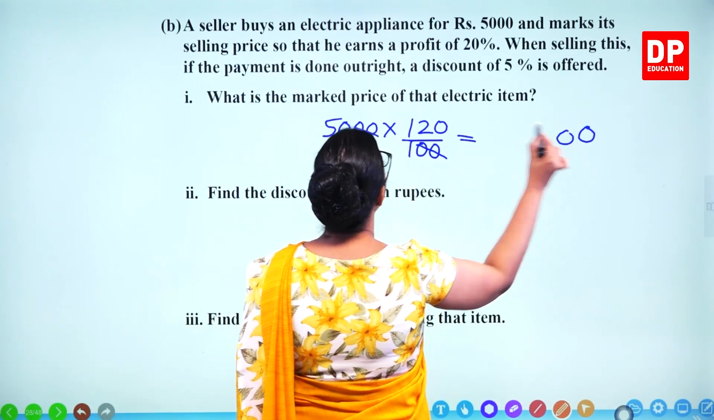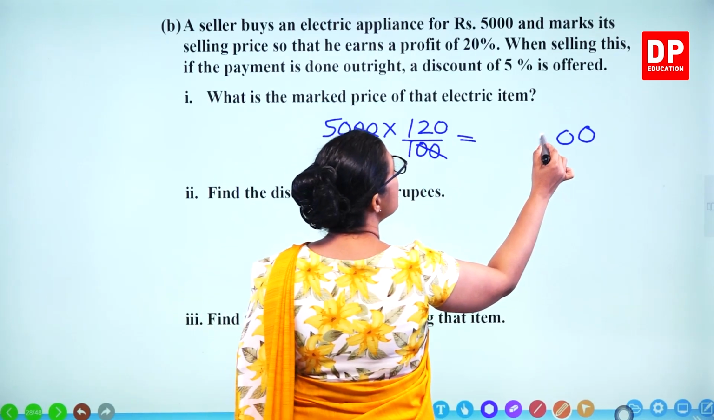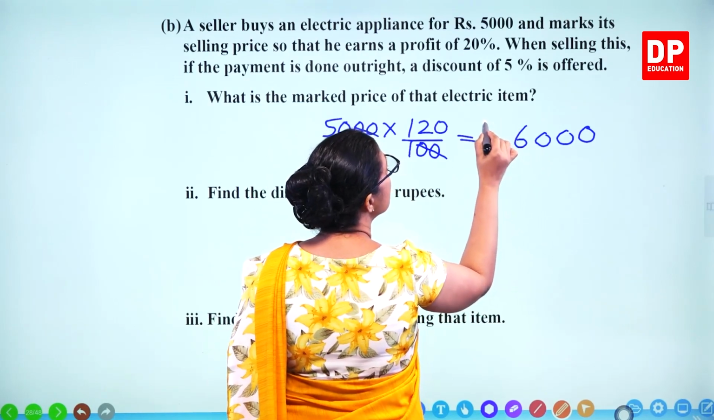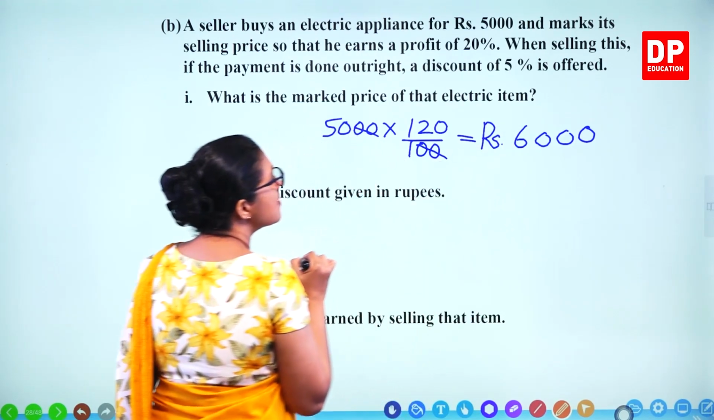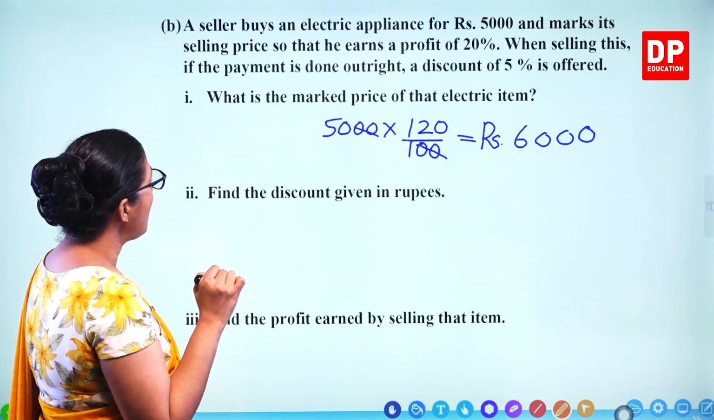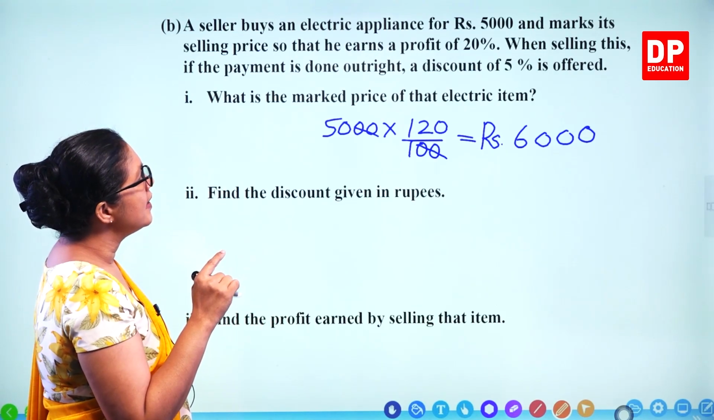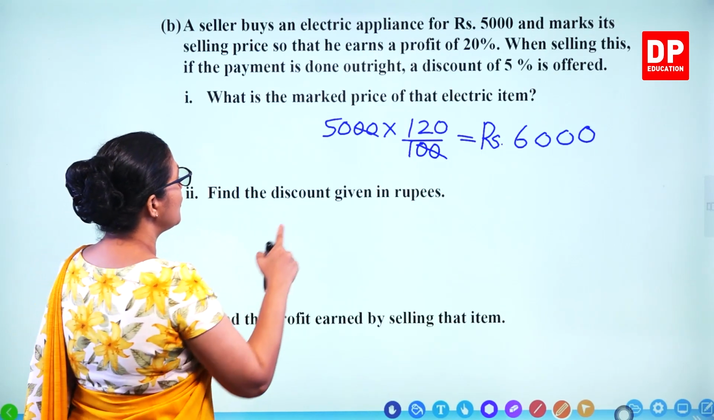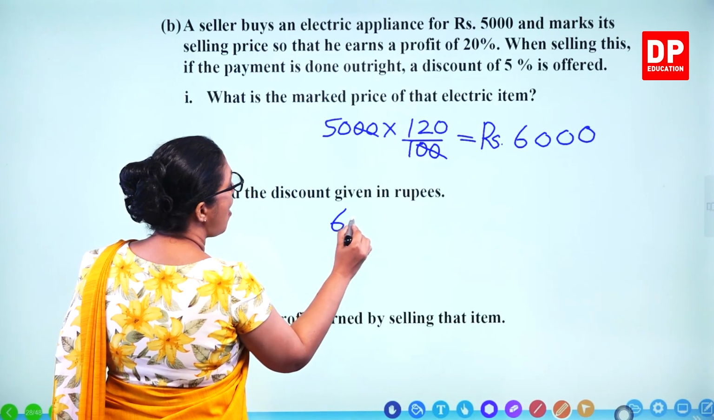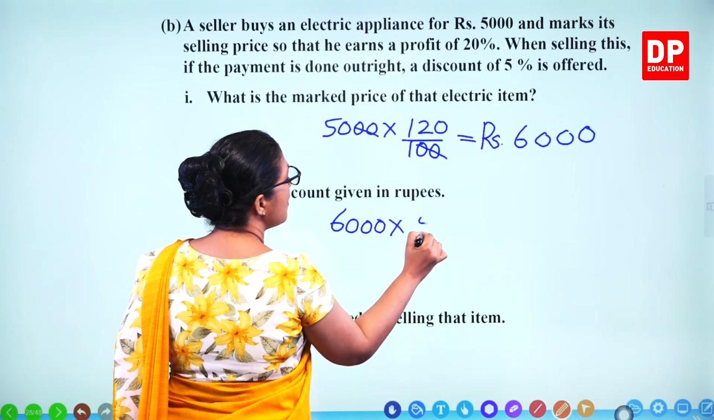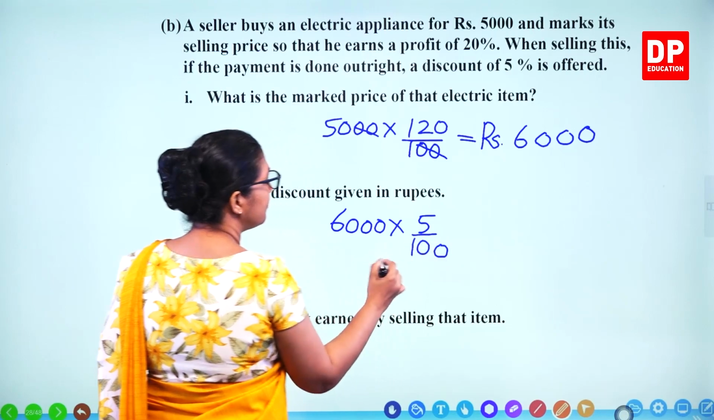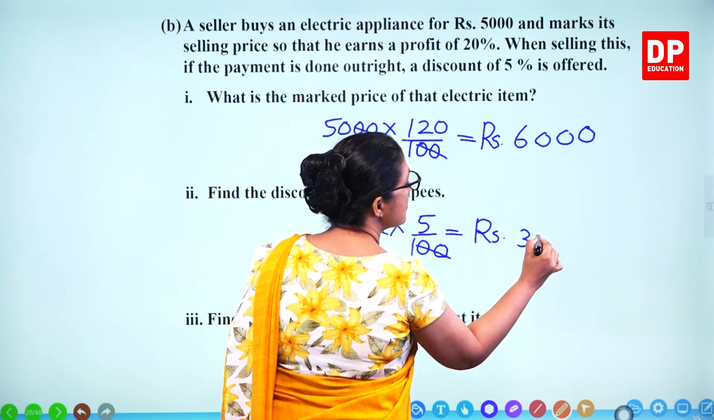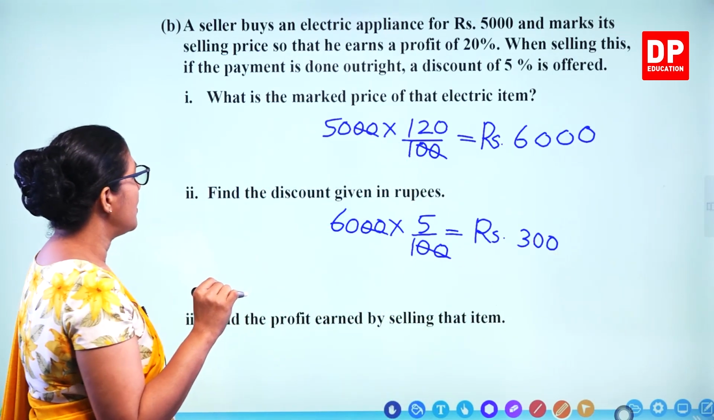2 zeros, 5 times 2, 10, 1 remaining, 5 times 1, 5 plus 1, 6. 6,000 rupees. Find the discount given in rupees. What's the discount? 5% of that value. So the marked price is 6,000, 5% of that. 300 rupees is the discount given.